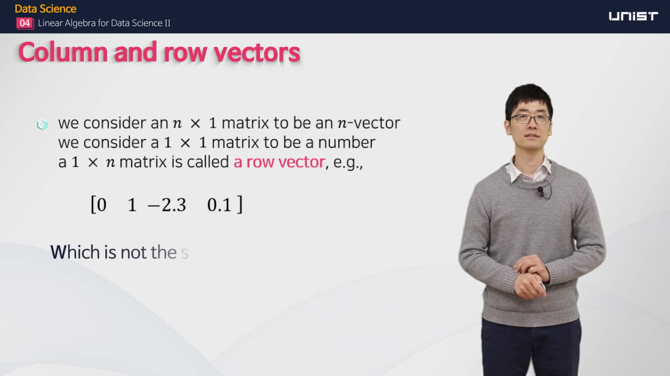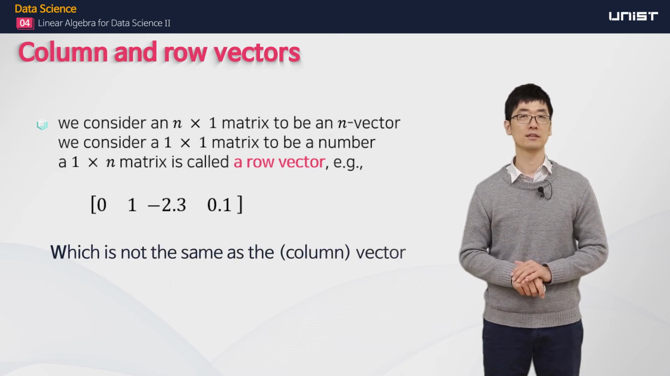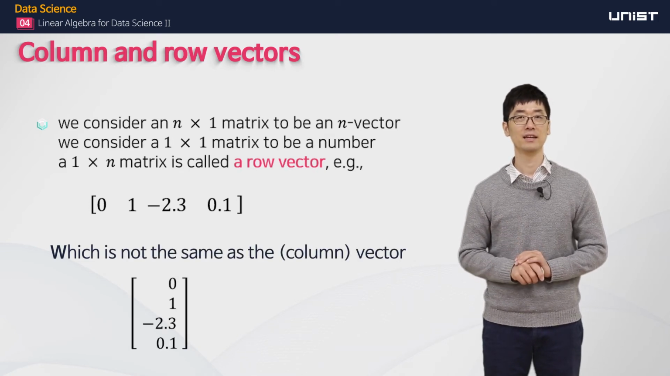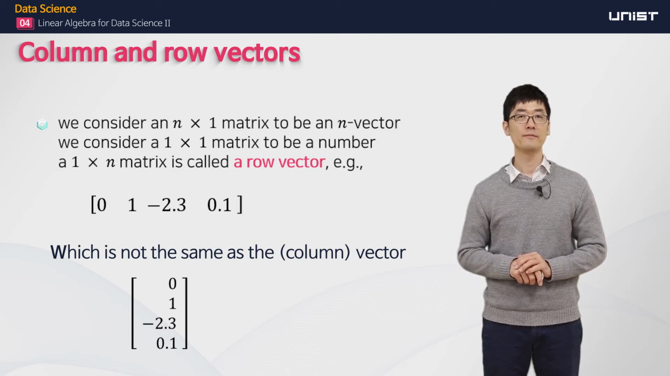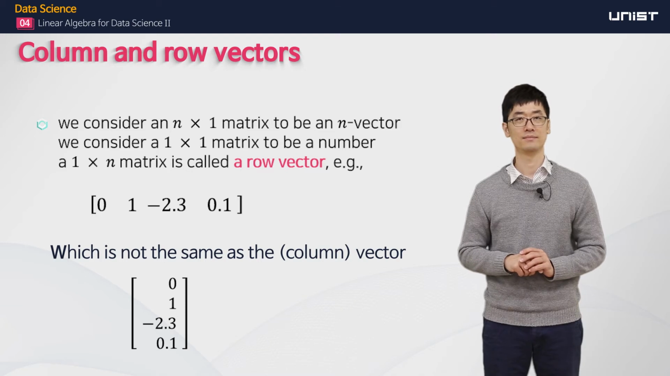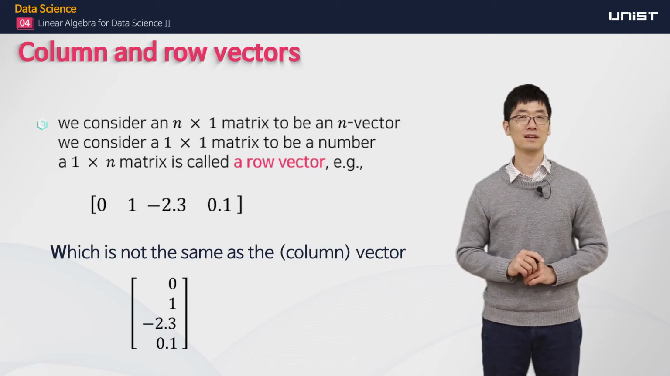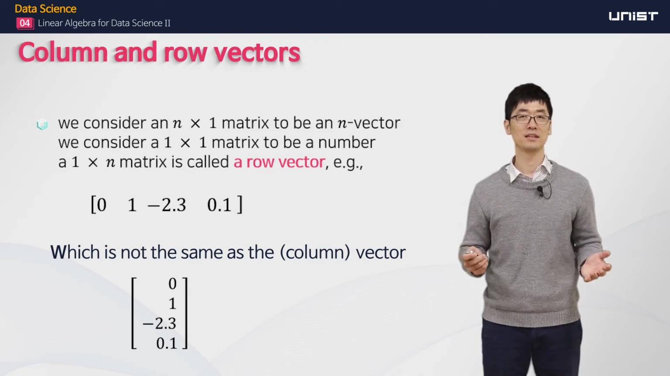We consider an n by 1 matrix to be an n vector, and a 1 by 1 matrix to be a number or a scalar. A 1 by n matrix is called a row vector, while an n by 1 matrix is called a column vector, or just vector. Note that row vector and column vector are not the same.